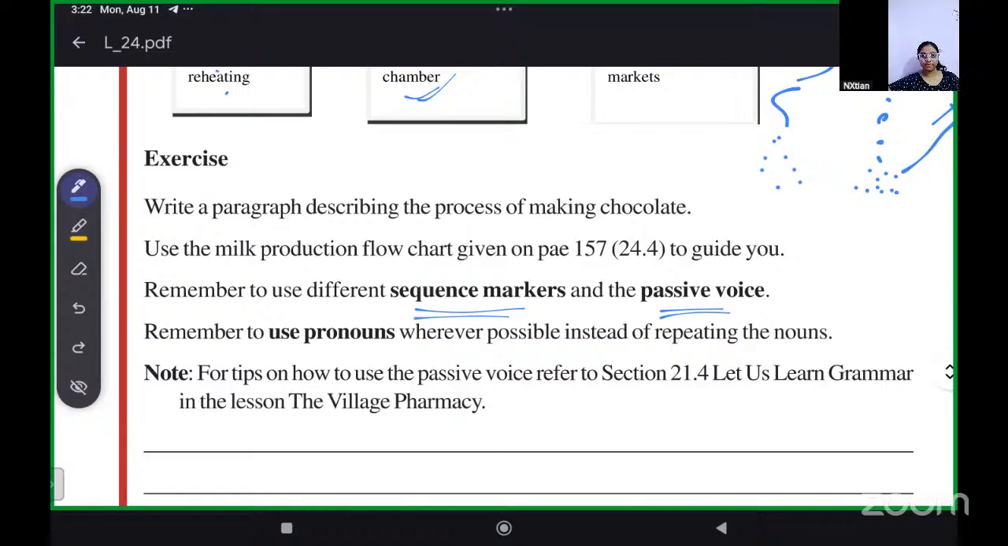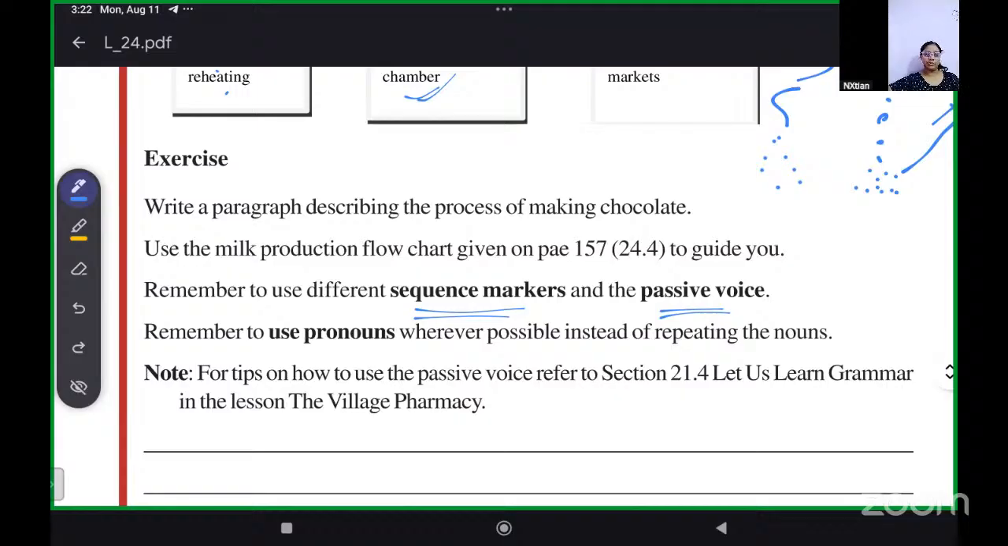Okay. Just do this para, please. It'll give you an idea of how to write something in passive voice, how to make a para out of a flowchart. And remember to use the pronouns. It will also help you understand the use of pronouns. All right, so please do it.